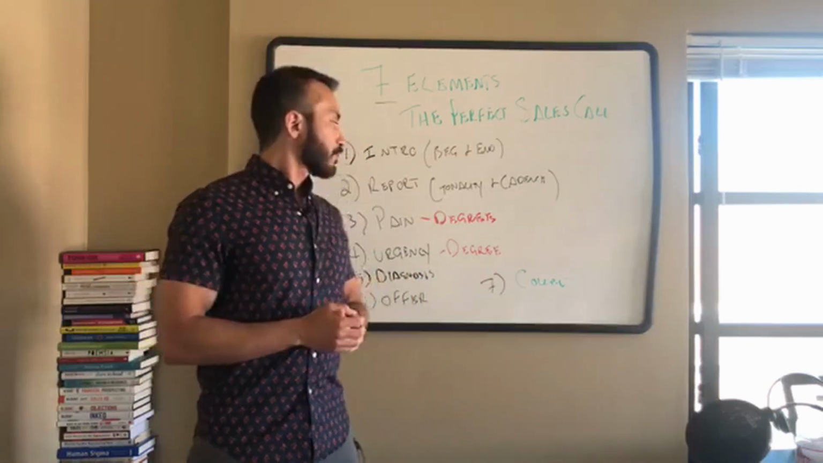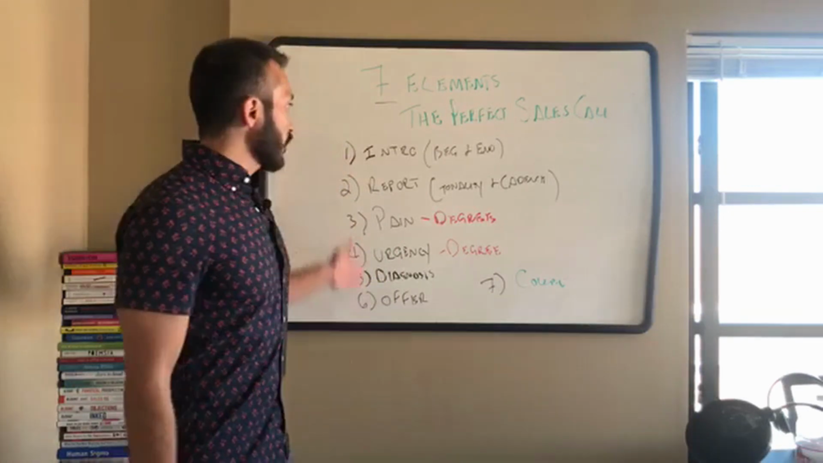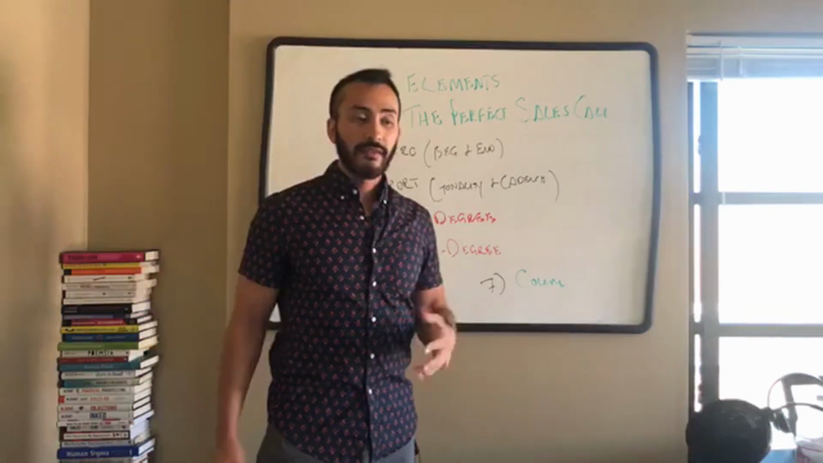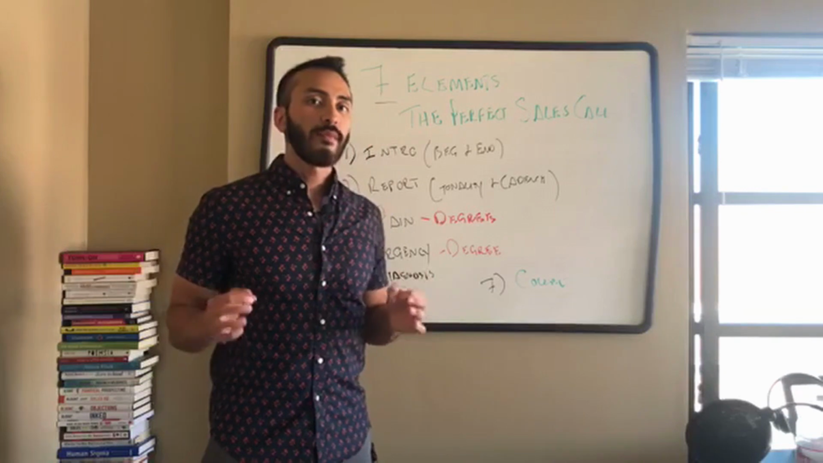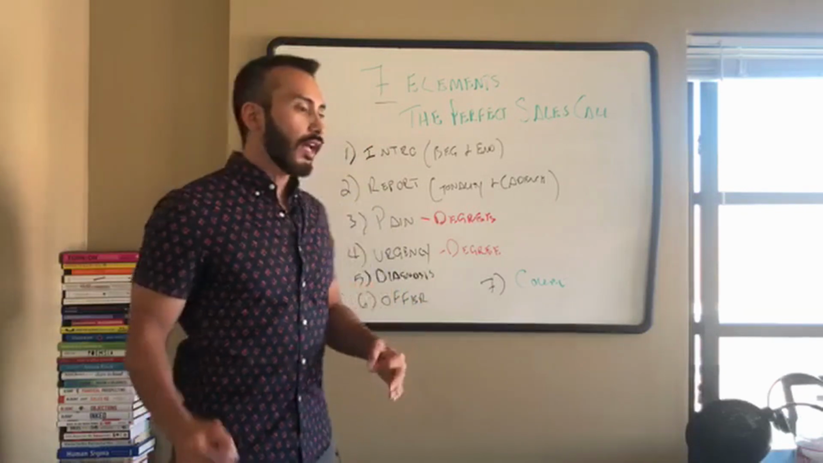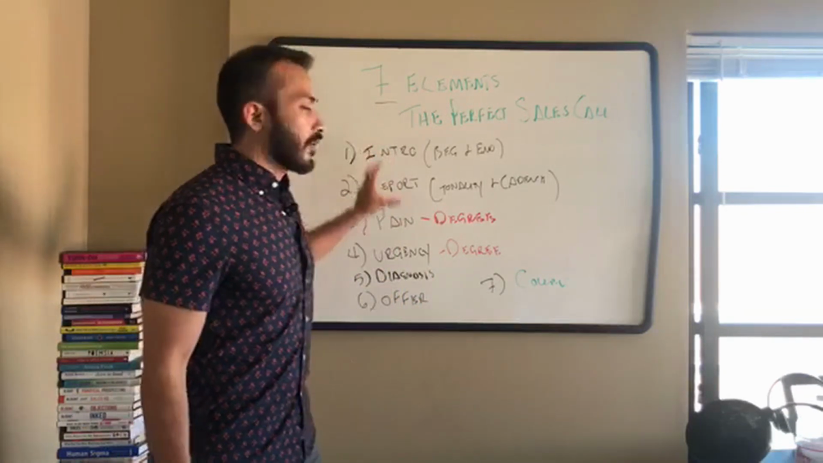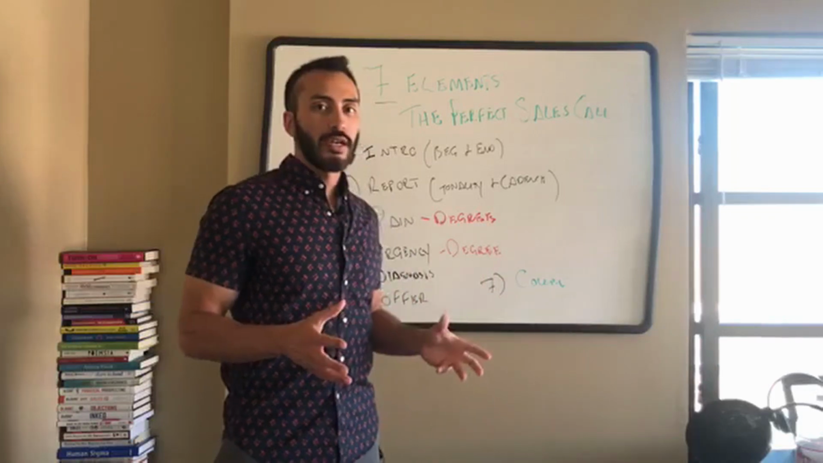So this is the 7 steps, 7 core elements to the perfect sales call, and a lot of different ways in which you need to position each specific section of that, okay?